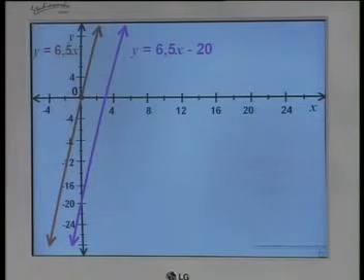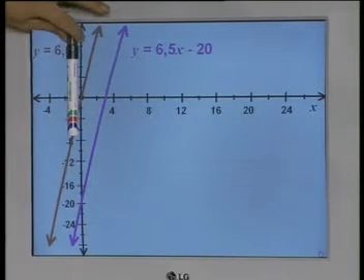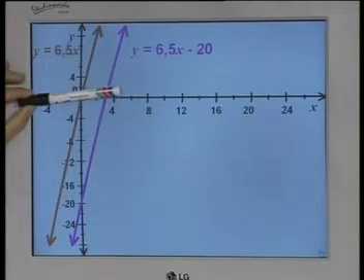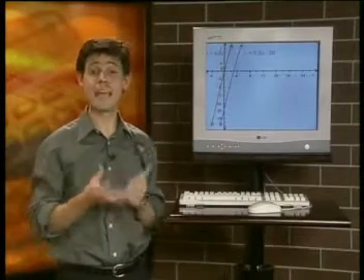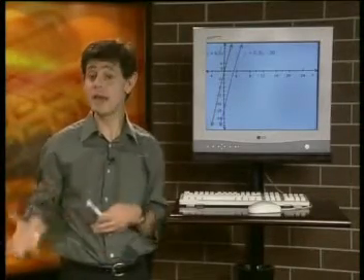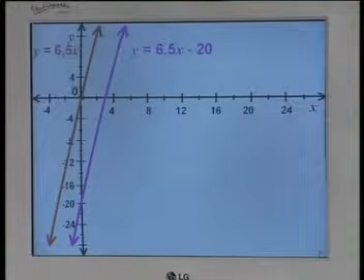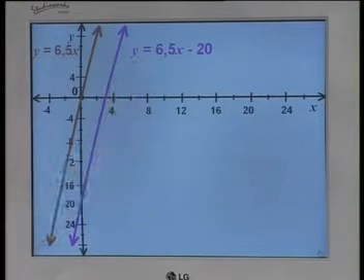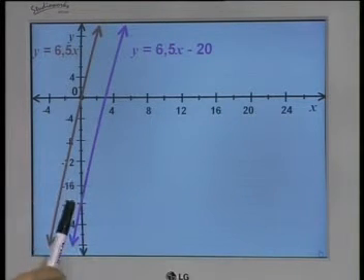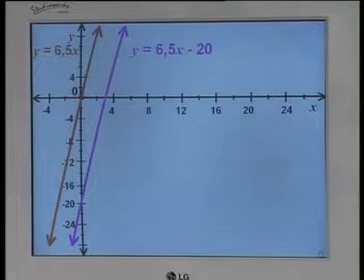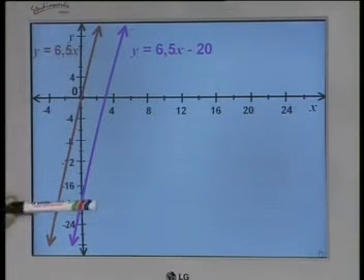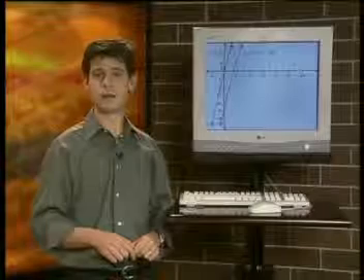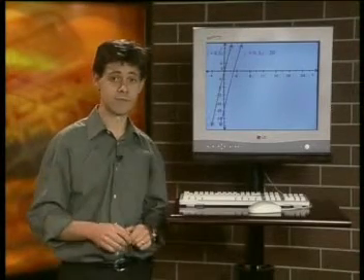In other words, when the input is 0, the output is 0. But what does this mean? Well, it means if I collect no cans, I'm not going to get paid anything. The second graph, y equals 6,5x minus 20, cuts the y-axis at -20. In other words, when my input is 0, my output is -20. Can you work out what this means?